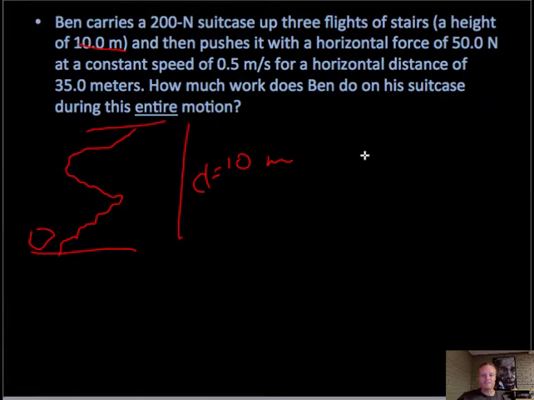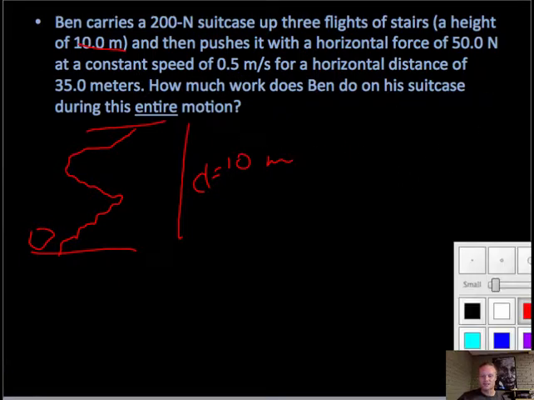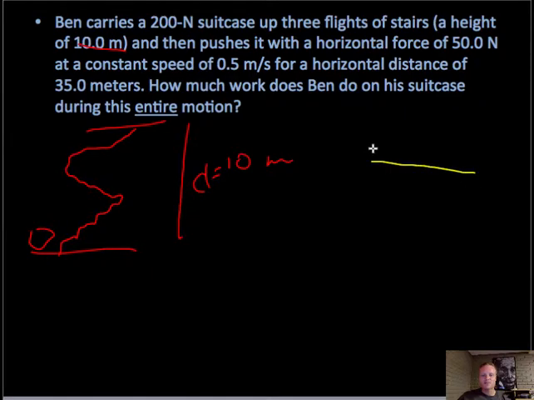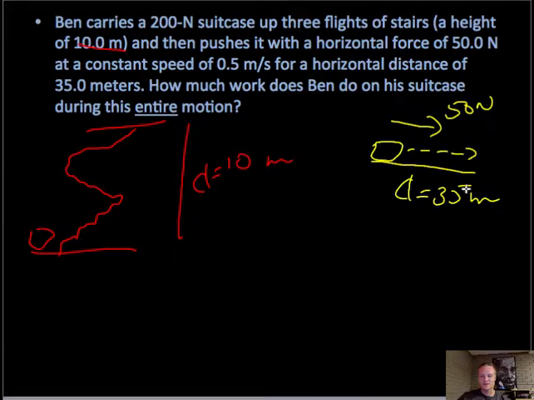Once he gets to the top, and I'm going to do 2 pictures here, once he gets to the top, he pushes this suitcase with a horizontal force of 50 newtons at a constant speed of 0.5 meters per second for a horizontal distance of 35 meters. So this thing moves 35 meters. How much work does Ben do on the suitcase during the entire motion? I'm going to put 200 newtons there just to add that in.